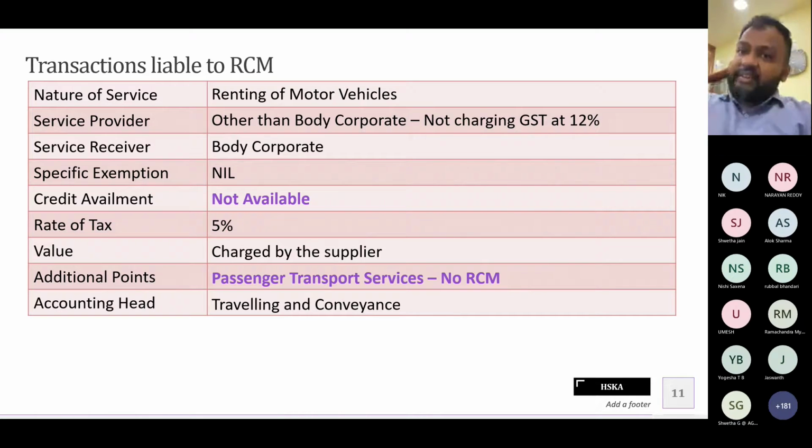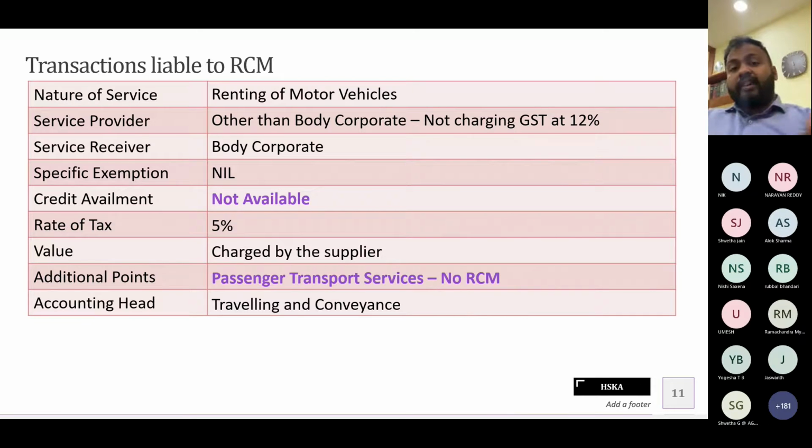Now look at the difference between security services and renting of motor vehicle. In renting of motor vehicle, the service receiver should be a body corporate. In security services, the service receiver was required to be a registered person. So you have to be very careful who should be the provider, who should be the receiver. Maybe at the beginning of the year, we can do analysis because my vendor for renting of motor vehicle may not change. Security will definitely not change. Okay, so identify whether I fall under RCM or not. Communicate to the security agency that you are not required to pay tax because it is covered under RCM and I will pay tax under reverse charge mechanism.